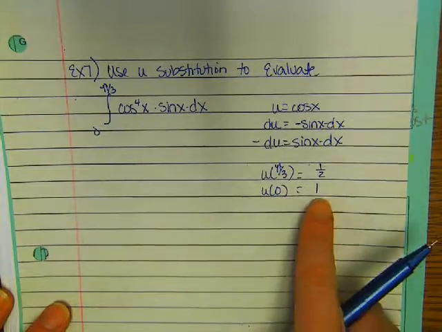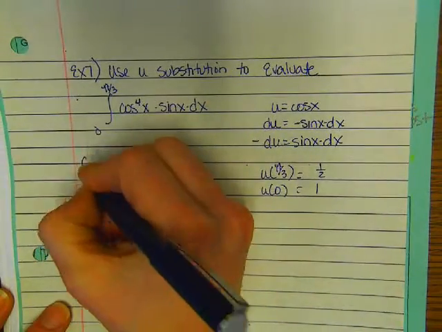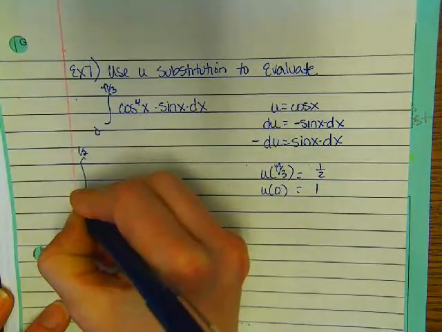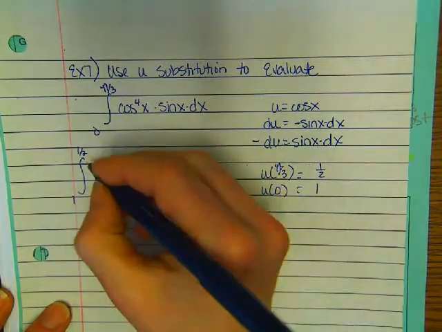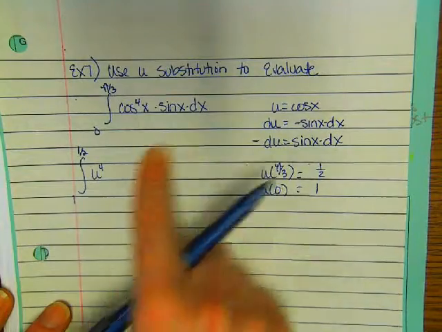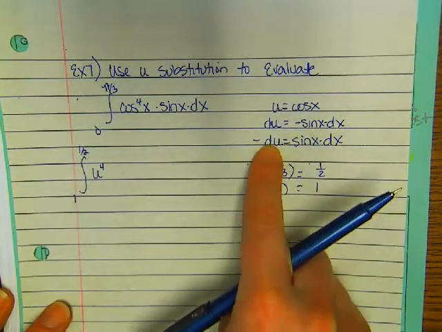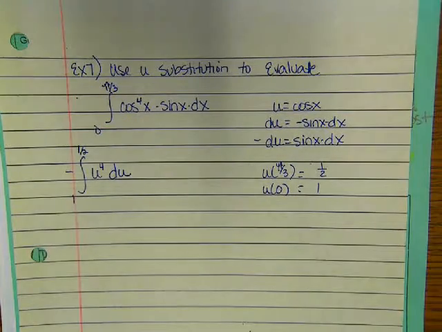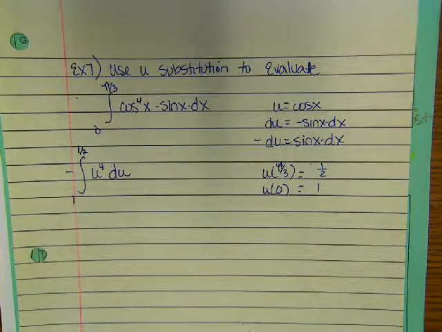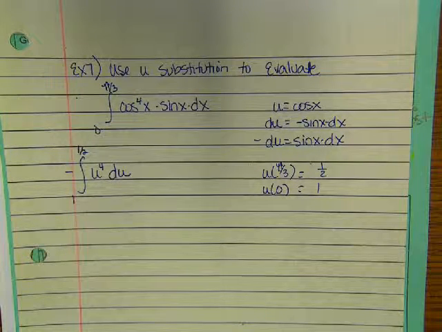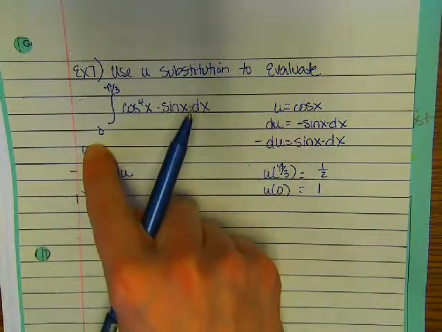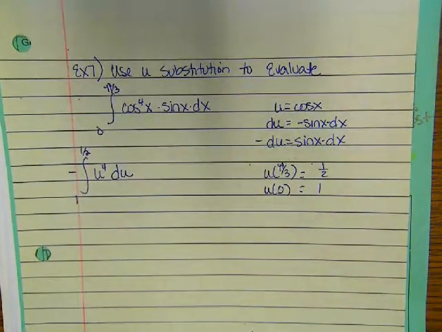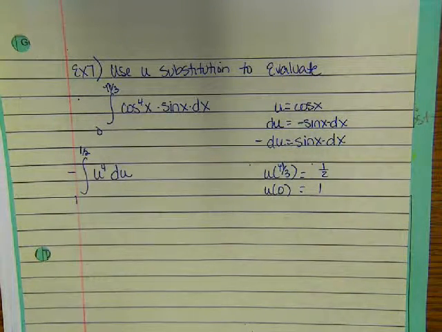Alright, so I am going to rewrite this. This is the integral from 1/2 to 1. We'll talk about that in a second. U to the fourth. For sine x dx, I'm going to write negative du. See how I rewrote those? So I'm going to integrate them and use 1/2 and 1.